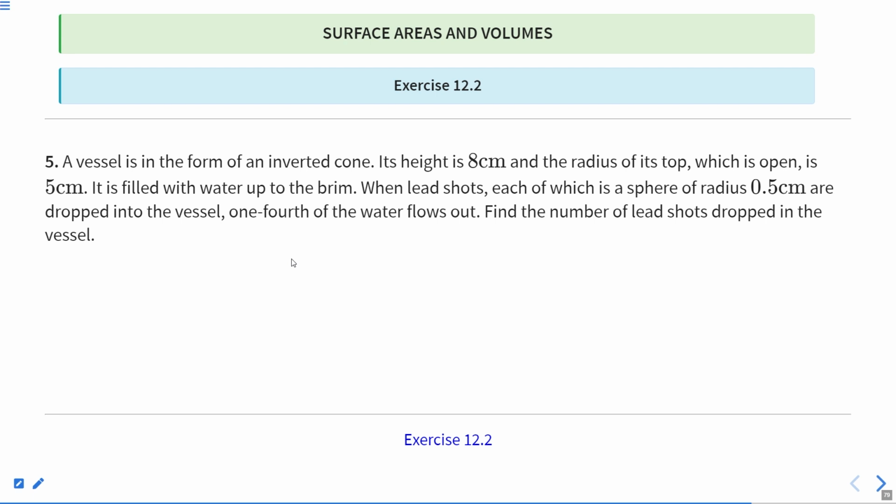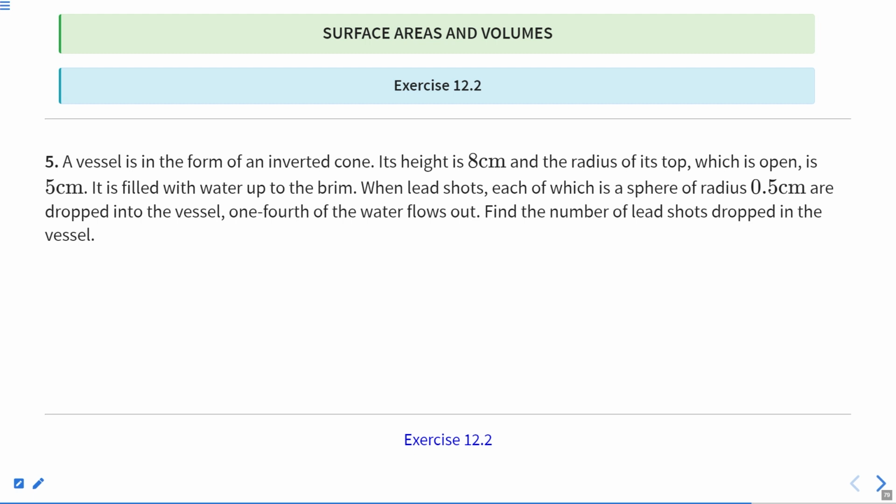In this question we have a vessel in the form of an inverted cone. Its height is 8 centimeter and the radius of its top, which is open, is 5 centimeter. It is filled with water up to the brim. When lead shots, each of which is a sphere of radius 0.5 centimeter, are dropped into the vessel, 1/4 of the water flows out. Now we need to find the number of lead shots dropped in the vessel.